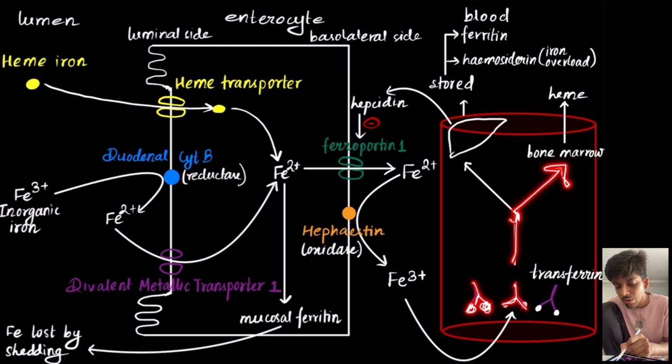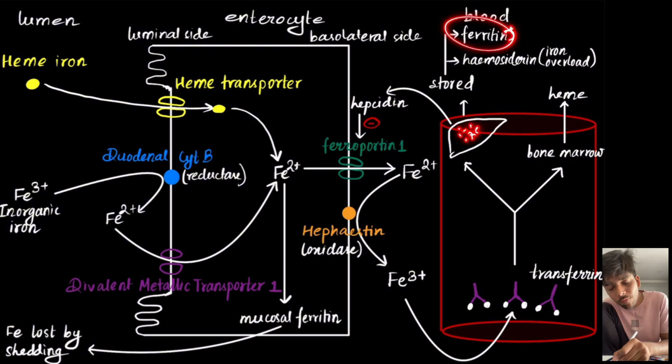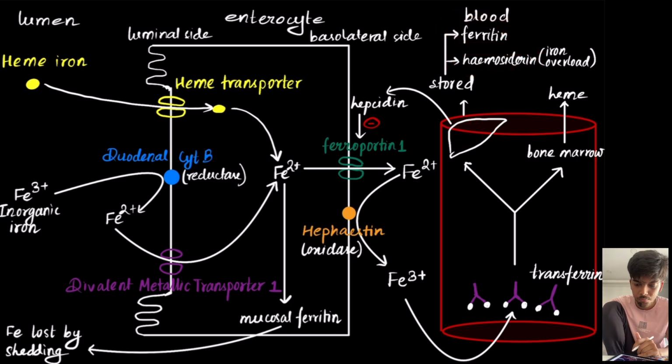In bone marrow, iron gets utilized for the formation of heme. In liver, excess iron gets stored in the form of ferritin. If there is a lot of iron, if there is iron overload, then the storage form is hemosiderin.